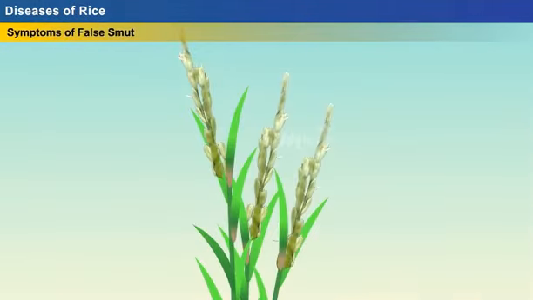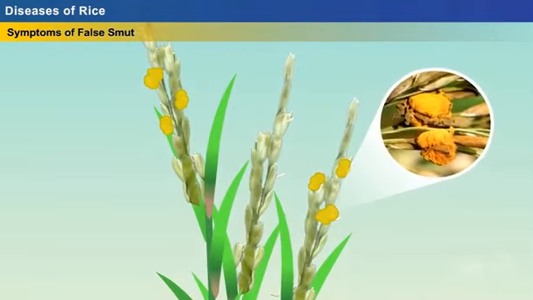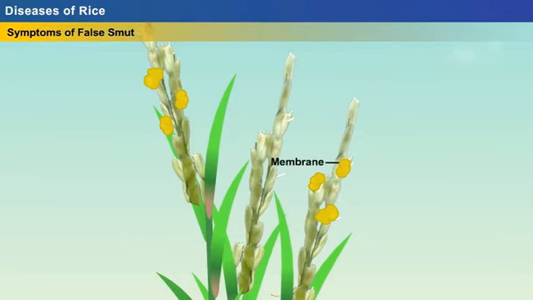Symptoms of false smut. Initially, the smut ball is yellow in color and coated by a membrane. After bursting of the membrane, the color changes to yellowish green, olive green, and at the end turns greenish black.